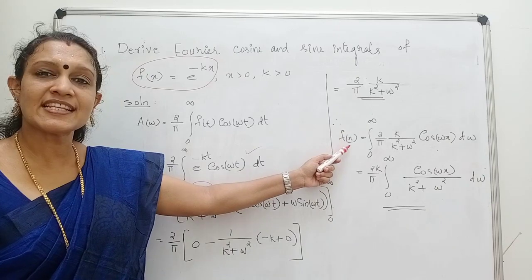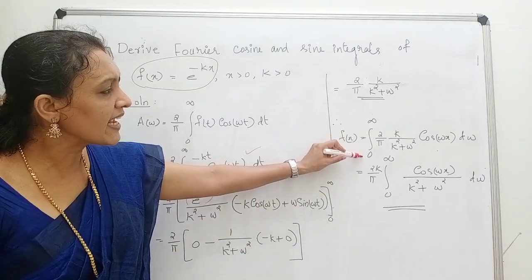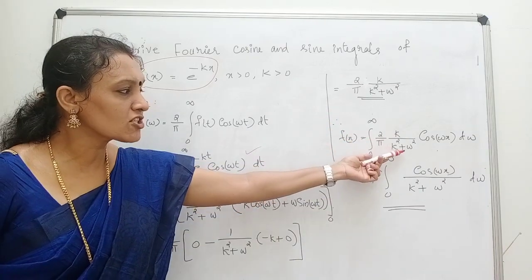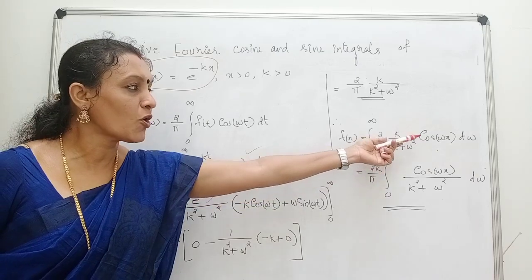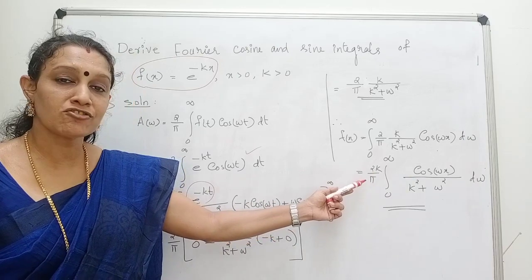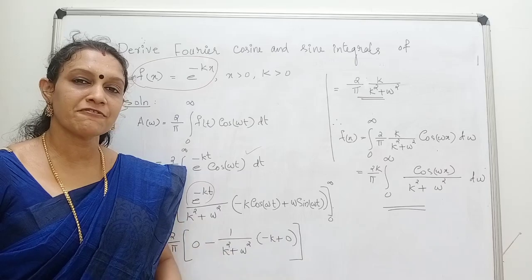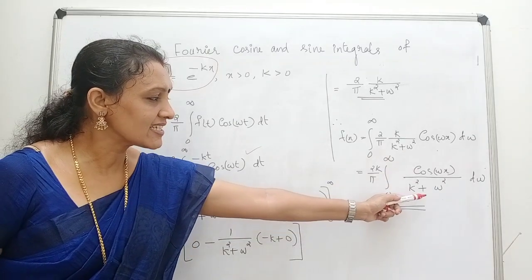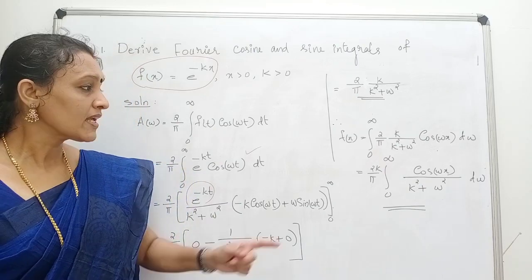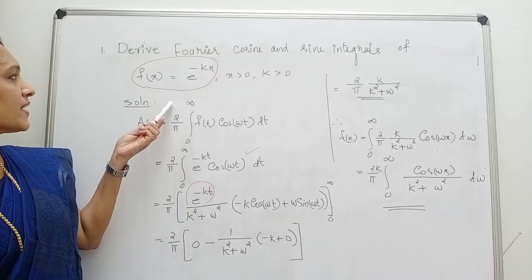Therefore, f of x is equal to the Fourier cosine integral representation. F of x is equal to the integral from 0 to infinity of 2 by pi k by k square plus omega square into cos omega x d omega. Since 2k by pi is a constant, it can be taken outside. So 2k by pi integral 0 to infinity cos omega x divided by k square plus omega square into d omega. This is the Fourier cosine integral representation of the given question.